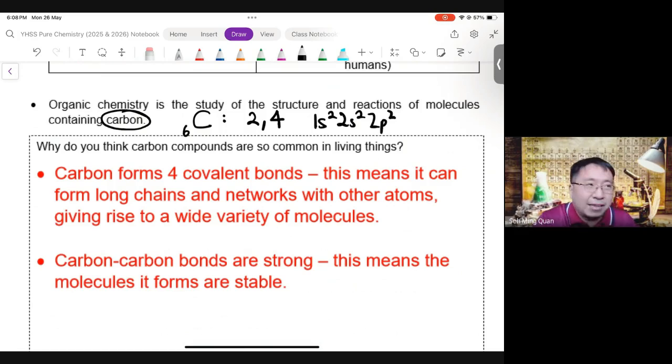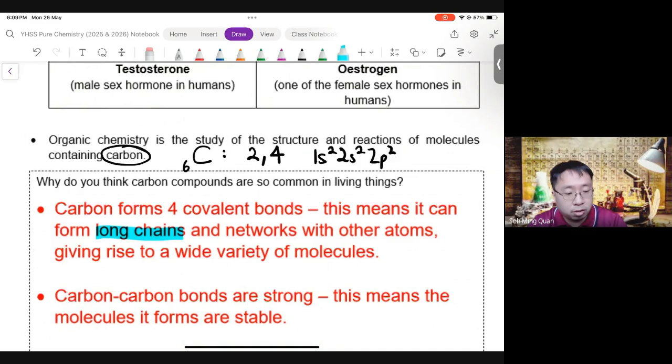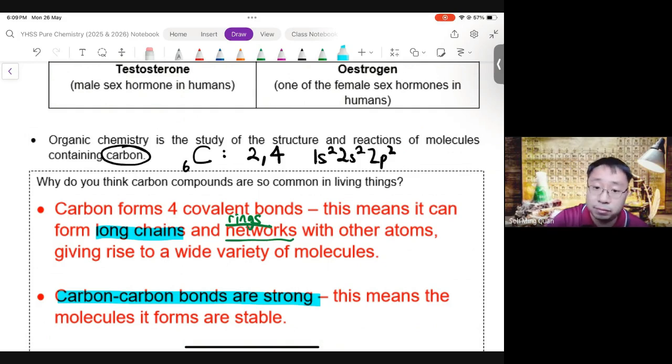If you think about it, other elements like hydrogen form only 1 bond. Oxygen forms 2 bonds. Carbon forming 4 bonds is a big deal. Because it has so many bonds to form, it can form long chains. But instead of forming long chains, how about forming cyclic rings? Not just chains, right? It could form rings. So when we say rings, it is a network, it can network. Moreover, carbon-carbon covalent bonds are strong. So the molecules that it forms will be stable.